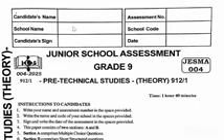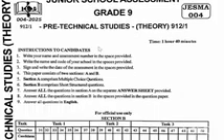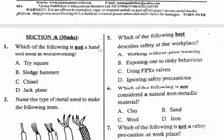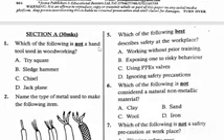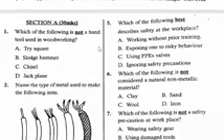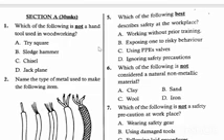Welcome to another session, and in today's video you're going to look at JSMA 004 Pre-Technical Studies. This is a subject that many students struggle with. So if you struggle with pre-technical studies or you want a revision in preparation for your KCPE exam, then this is the right video for you. So without saying much, we're going to solve this paper step by step and question by question.